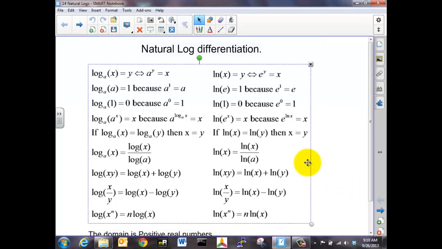Okay, today we're talking about 14 natural logs. We're going to start off reviewing a little bit that you should remember from last year, and then we're going to get into the calculus of it. This is going to be very similar to, it's going to be a continuation of chain rule. A lot of what you're going to do with natural logs is going to require the chain rule to find the derivative. So that's the reason we're doing it at this point.